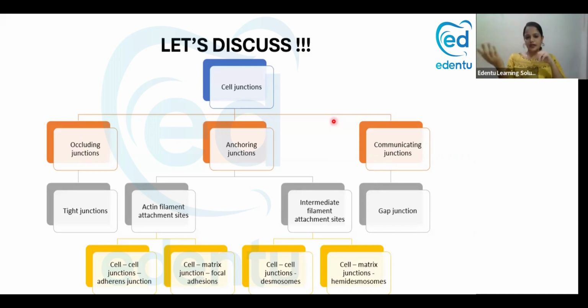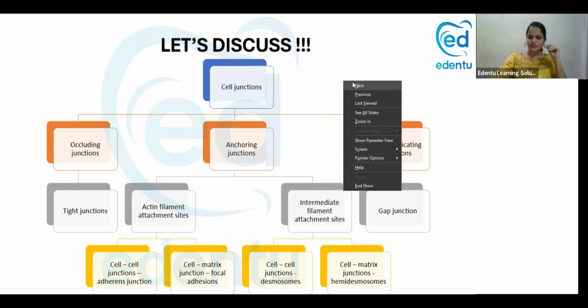In case intermediate filaments are playing a role, again it can act between two cells or between the cell and the underlying matrix. Such intermediate filament mediated cell-to-cell junctions are called desmosomes, and the cell-to-matrix junctions are called hemidesmosomes. So from this classification itself, you can see that all the other junctions mentioned in the MCQ choices are cell-to-cell attachments except this hemidesmosome, which is a cell-to-matrix junction.